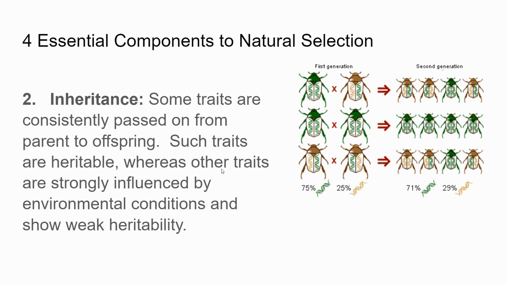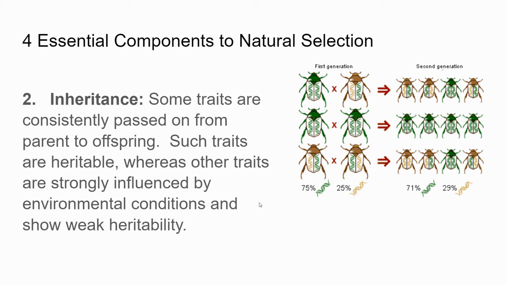Okay. The next essential component is inheritance. Certain traits and genes are inherited from parent to child. So the 2 parents come together, they mix their genes, and they give a combination of those genes to the subsequent generation.